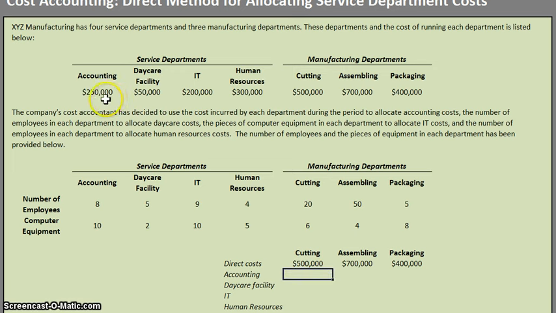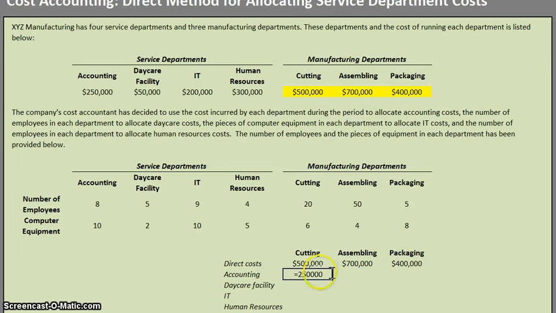So let's start with accounting. According to our allocation base that was given by our cost accountant here, we are going to be allocating it based on the cost incurred by each department. So since our focus is on the direct method, we're just going to be focusing on this. And we are going to use this as a ratio to allocate that $250,000 in accounting. So to show you what I mean, we have $250,000 that we're trying to allocate. And we're going to have to decide how much of that $250,000 is going to cutting, how much is going to assembling, and how much is going to packaging.